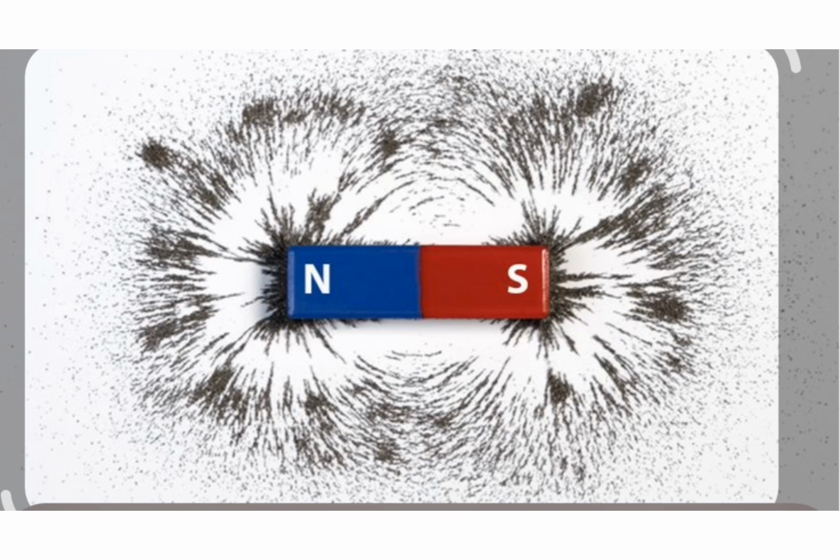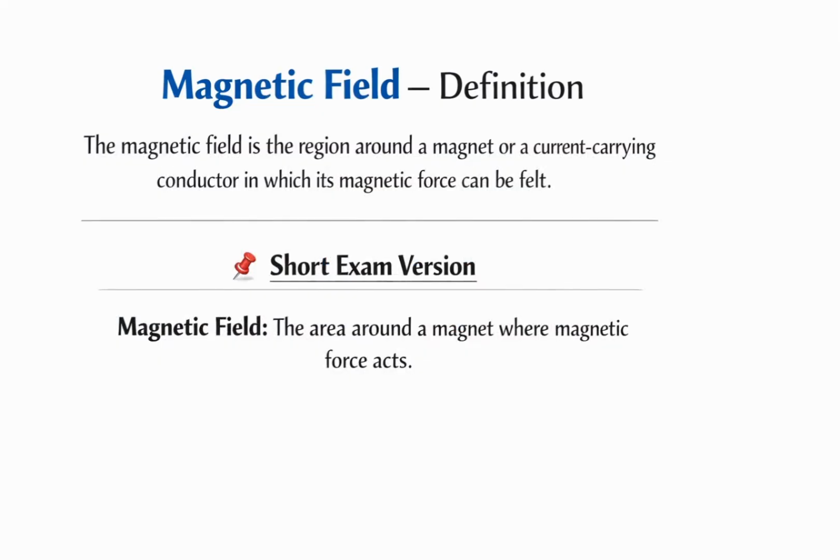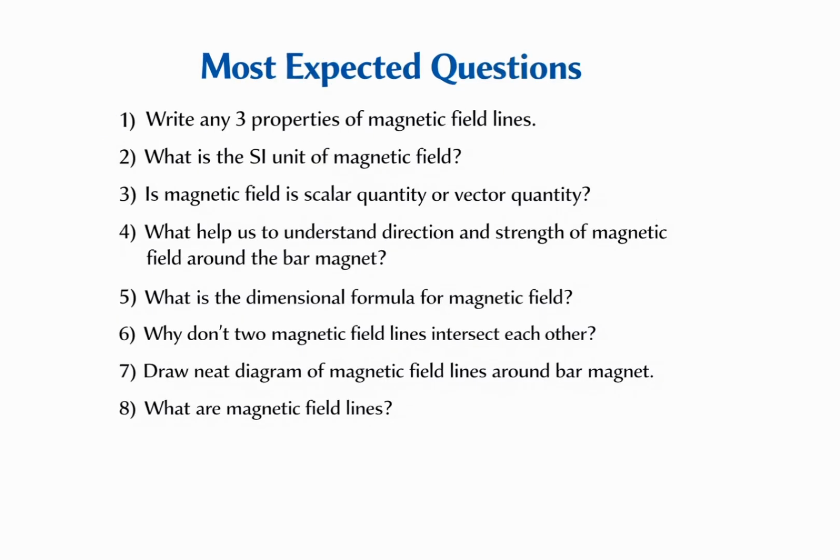Then what is meant by magnetic field? The magnetic field is a region around the magnet or a current carrying conductor in which its magnetic force can be felt. We'll discuss a few questions based on magnetic field lines, bar magnet, and properties of magnetic field lines. Your first question is, write any three properties of magnetic field lines. What is your answer?